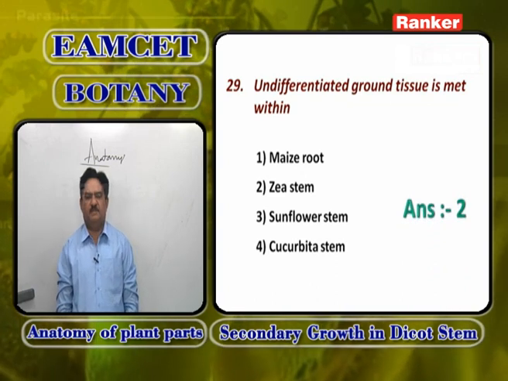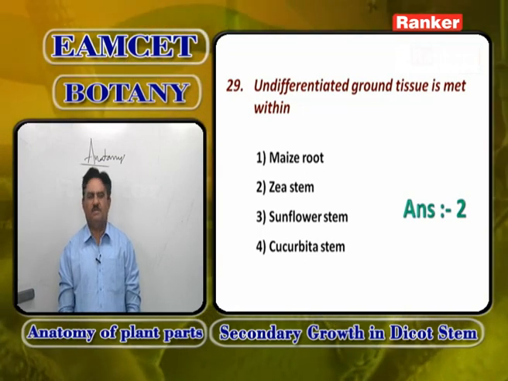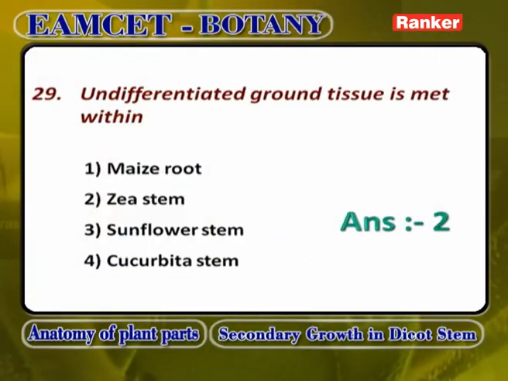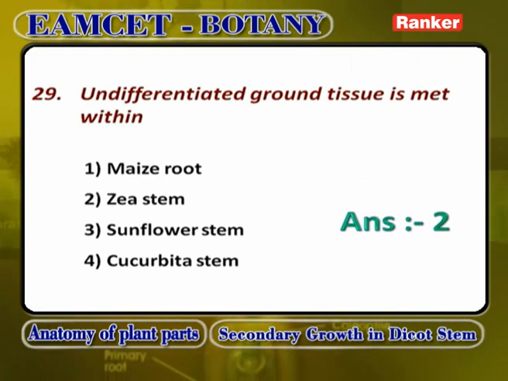Undifferentiated ground tissue is met with, or undifferentiated ground tissue is found in. Maize root, ground tissue is nothing but medulla. Undifferentiated ground tissue is met with, that means present in, a maize root, a Zea maize stem, a sunflower stem and a Cucurbita stem. Undifferentiated ground tissue is found in Zea stem. Why? The total inner portion is filled with ground tissue where numerous vascular bundles are irregularly scattered, which is called atactostele. So answer is 2.